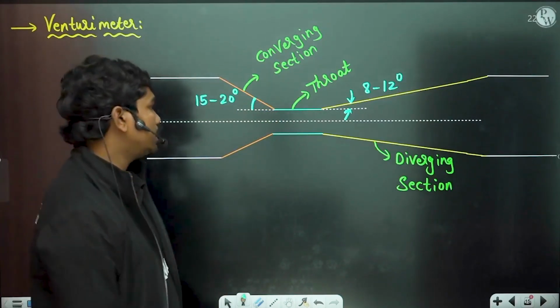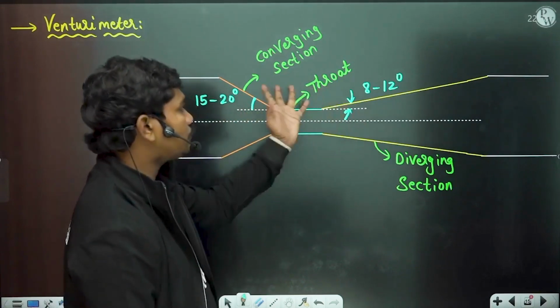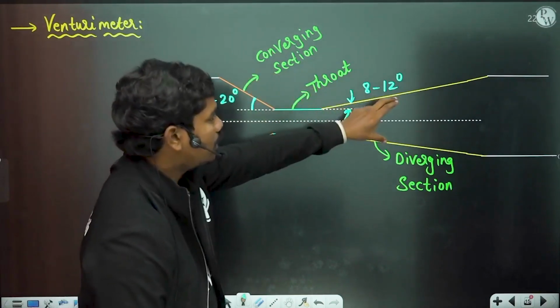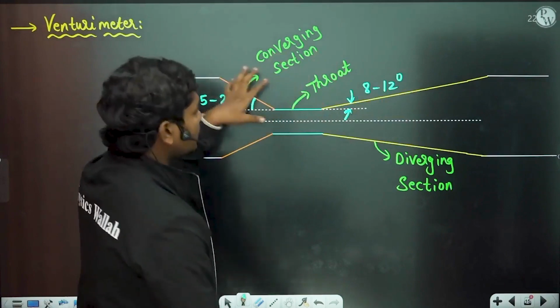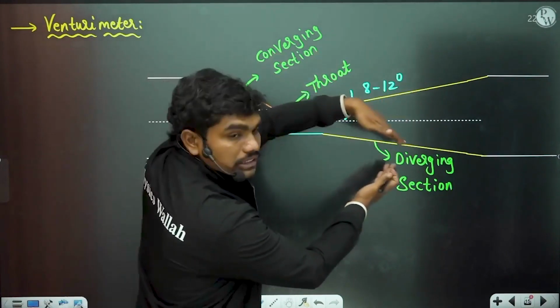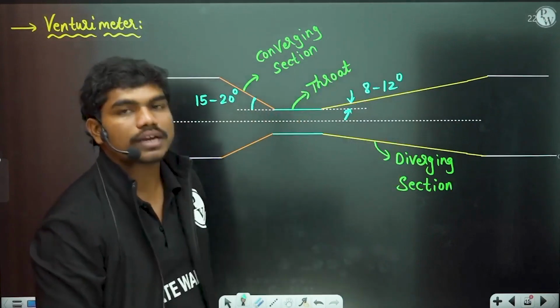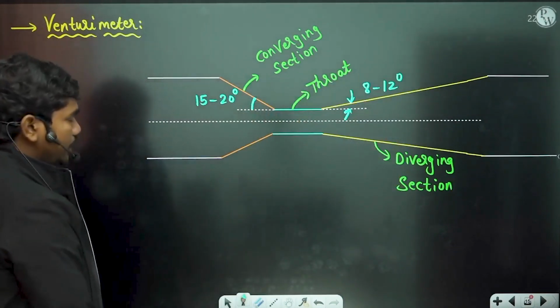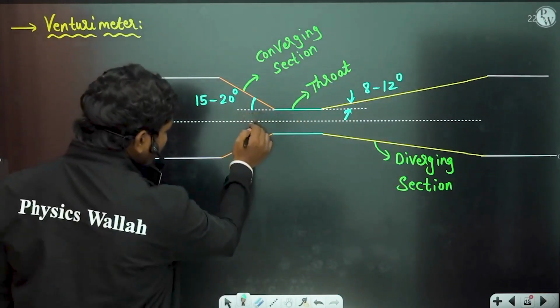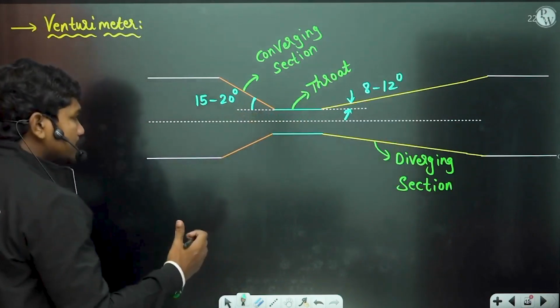Yes, of course, even if you shift this, whenever you fit this pipe in the reverse direction, then that pipe also acts as the converging section, and again this acts as the diverging section. But I will tell you what happens. If you see carefully, this cone angle is high. What happens when this cone angle is high?